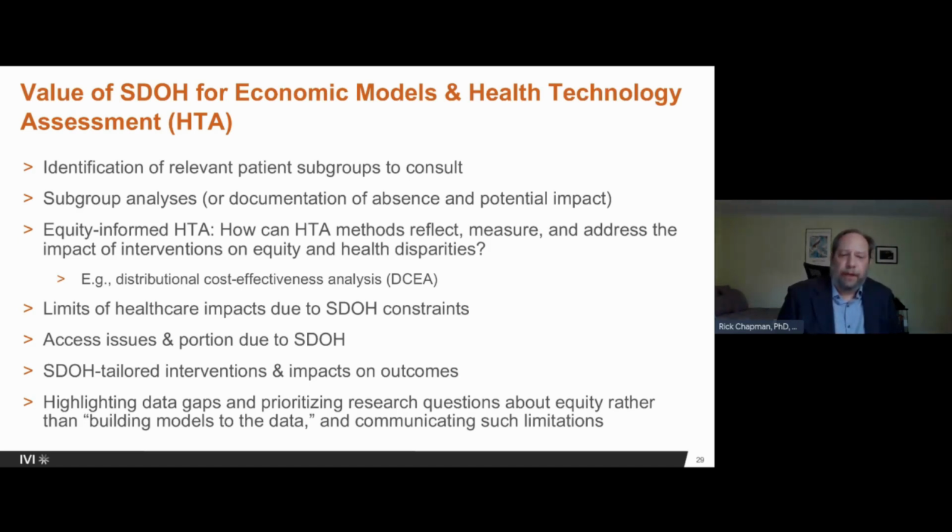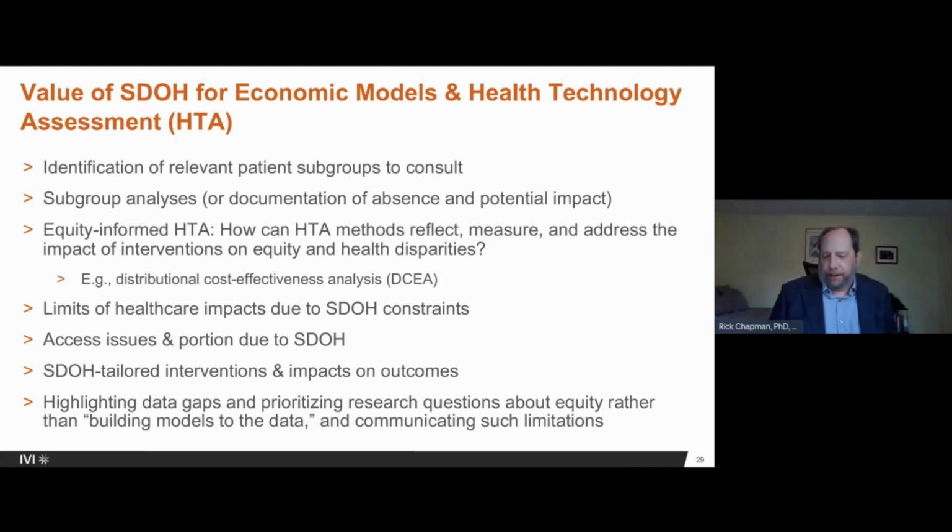And then I think overall, what it can really help with health technology assessment is to make sure that we're aware of where those gaps are, where we don't have subgroup analyses on certain important subgroups, where we don't have data that is representative from clinical trials, and how do we highlight those data gaps and think about research questions to fill those, rather than building models to the data and sort of sweeping these gaps under the rug and saying that we can't really say anything about them.